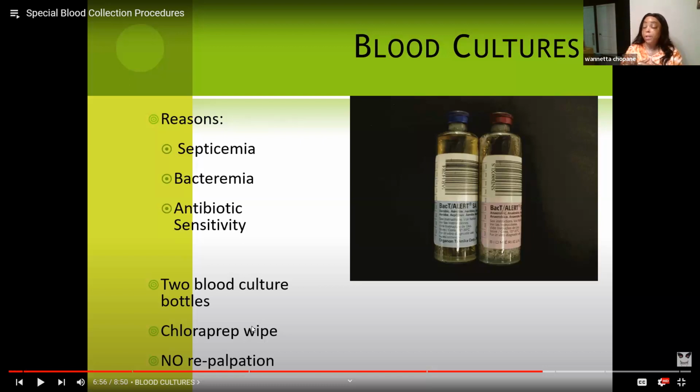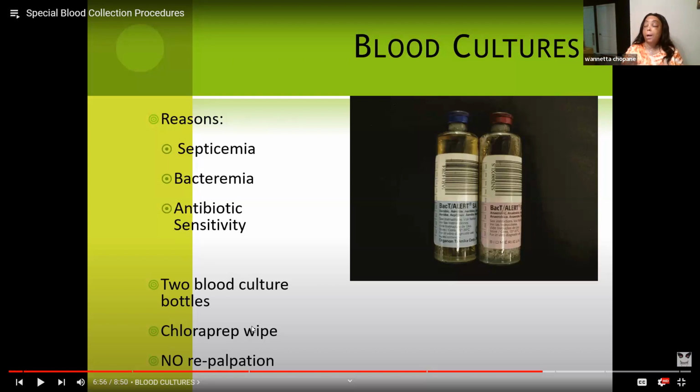Pay attention to if the doctor says blood culture times 1 or blood culture times 2. If the doctor says blood culture times 1, then all you need is your 2 bottles. If the doctor says blood culture times 2, then you would need your 4 bottles, but you draw them from different sites.